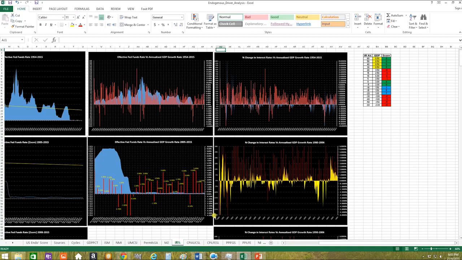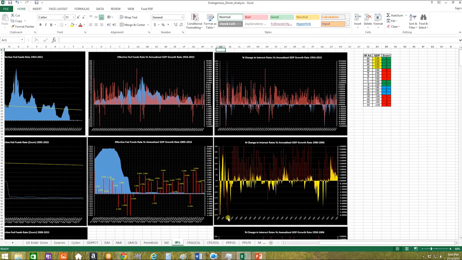And the opposite holds true, generally speaking, across history, across the data, for annualized GDP growth rates that are increasing at a high pace. So high levels of annual GDP growth rates are generally associated with high percentage change in interest rates in a positive way. So high percentage change moves positively.